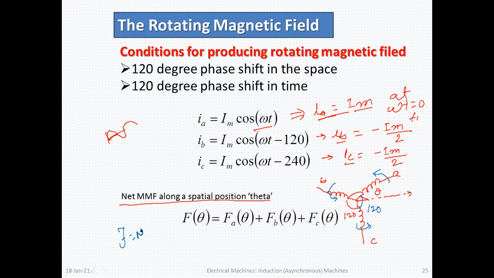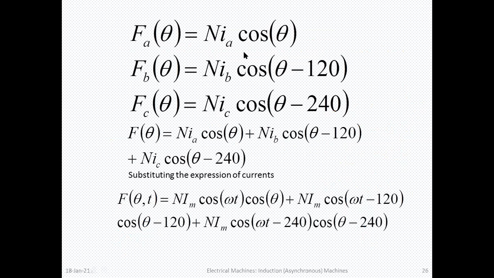MMF is nothing but the number of turns multiplied by current. Now for phase A, the current is Ia, but not only omega t is here, theta will also be included. If this axis matches with the reference axis, then theta becomes zero. But a special case is taken where it is not matching, so this angle theta is taken here. So it is Na Ia cos omega t, and for phase B, it is N multiplied by current into cos theta minus 120 degree, and for phase C, NC cos theta minus 240.